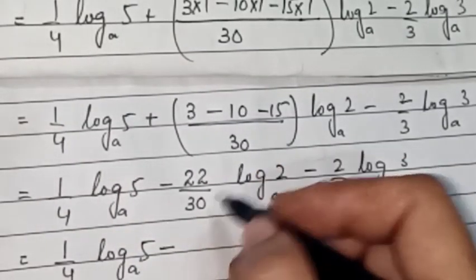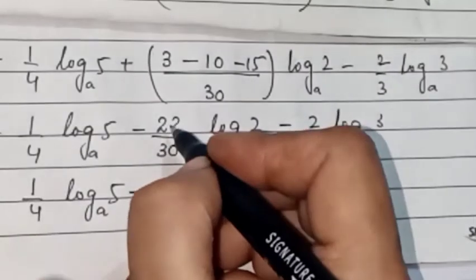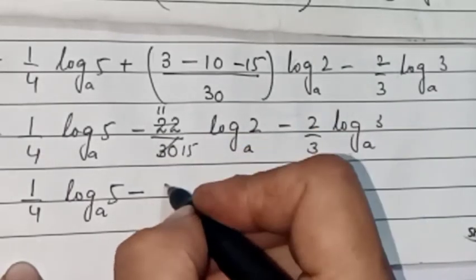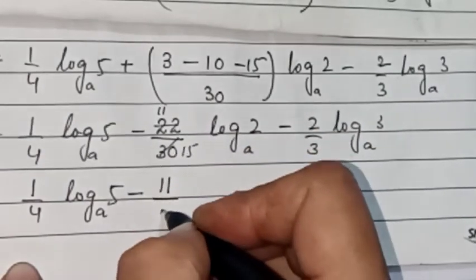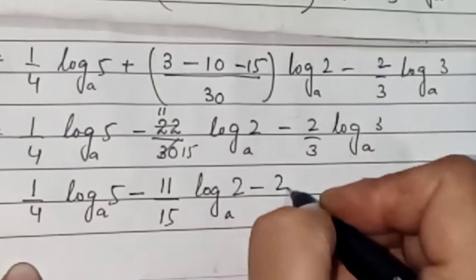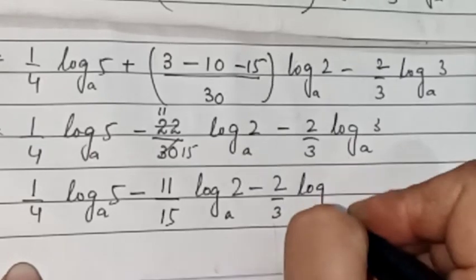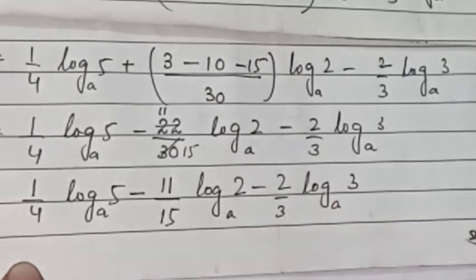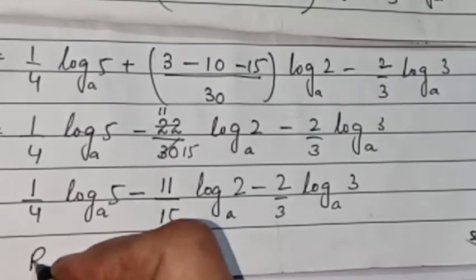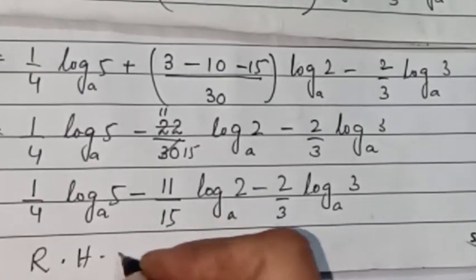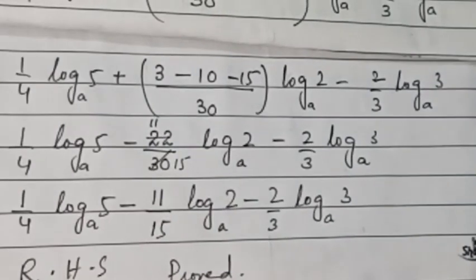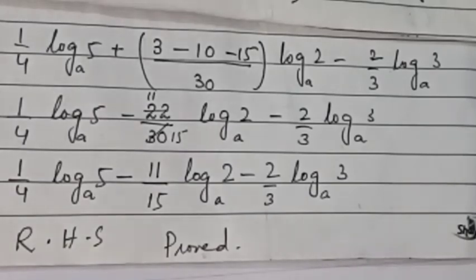Now we can cancel these two numbers with the table of 2. By cancelling these two numbers with the table of 2, we come up with 11 upon 15 log of 2 minus 2 upon 3 log of 3. So the left hand side is equal to the right hand side, hence proved. Okay, we are done with question number 7.